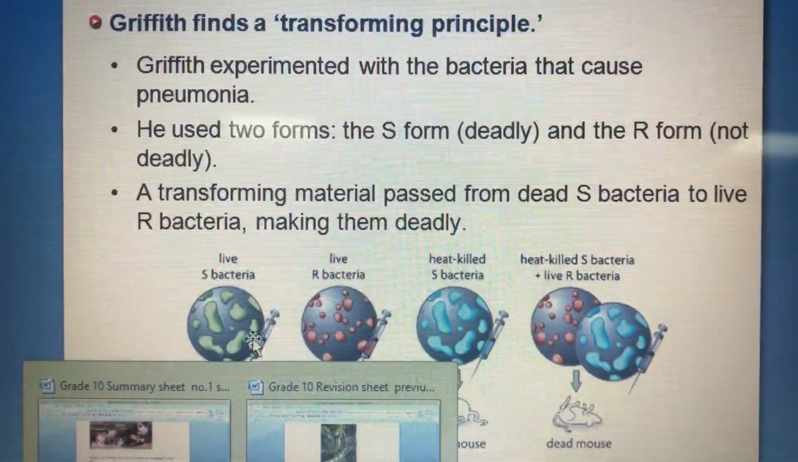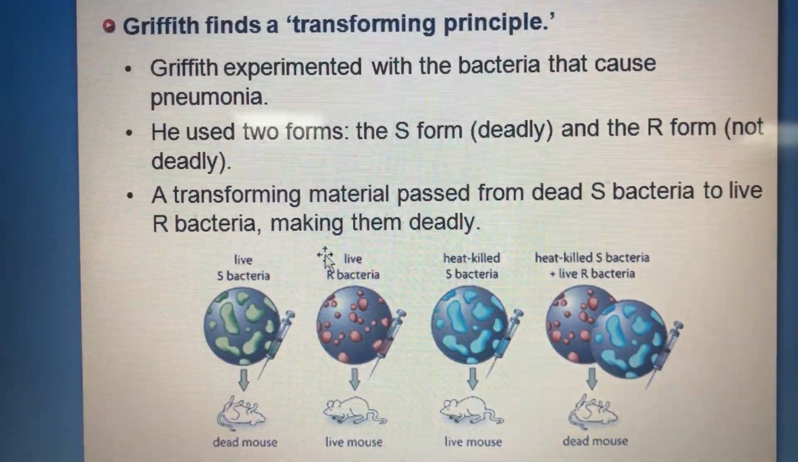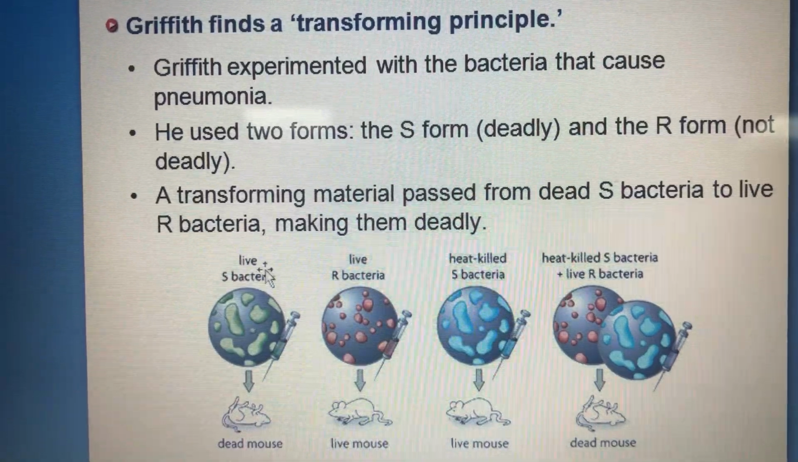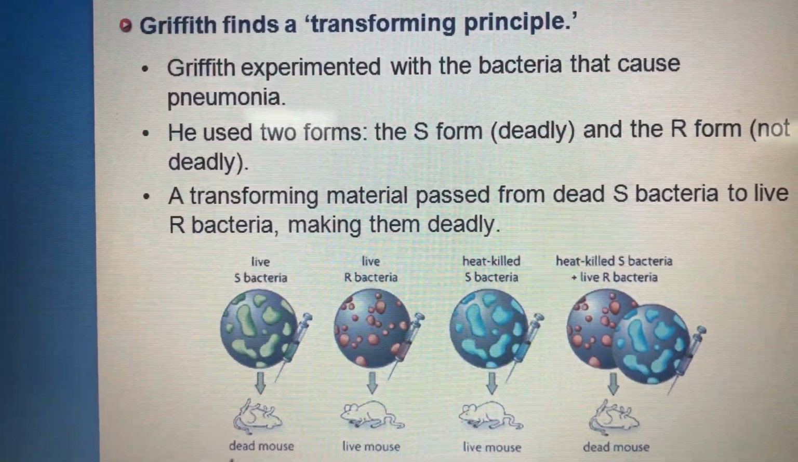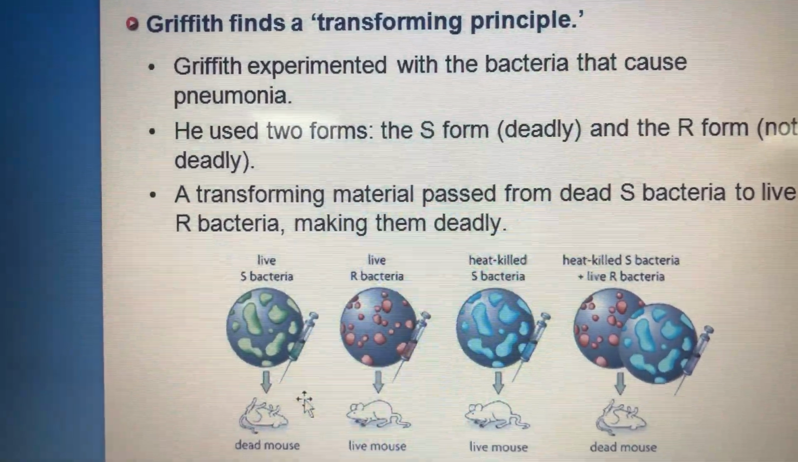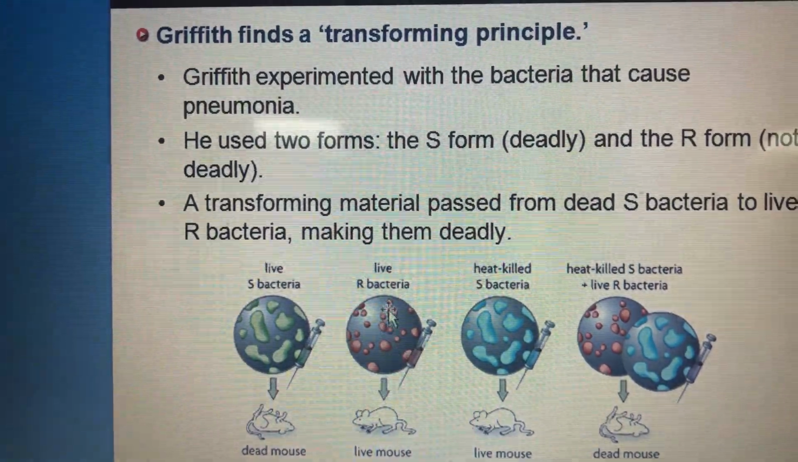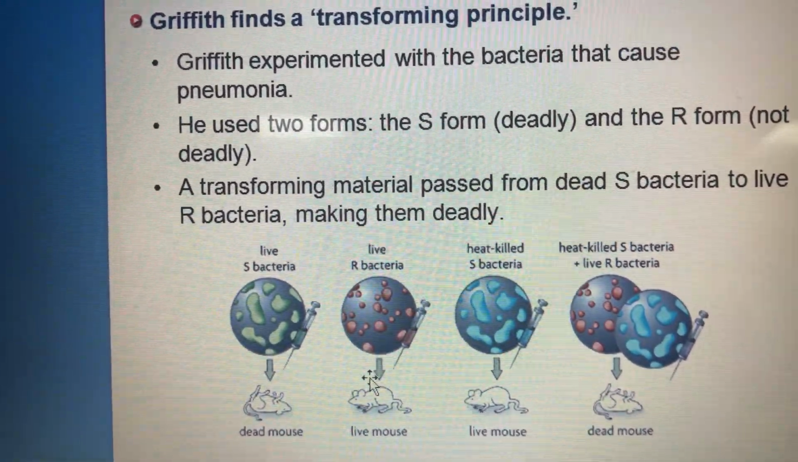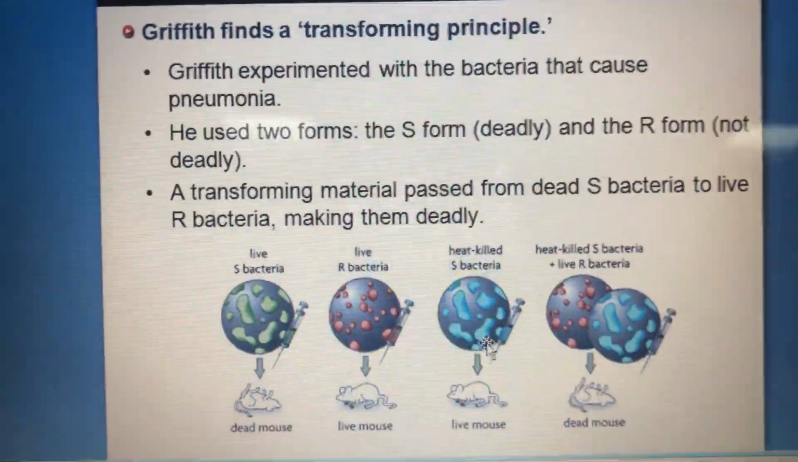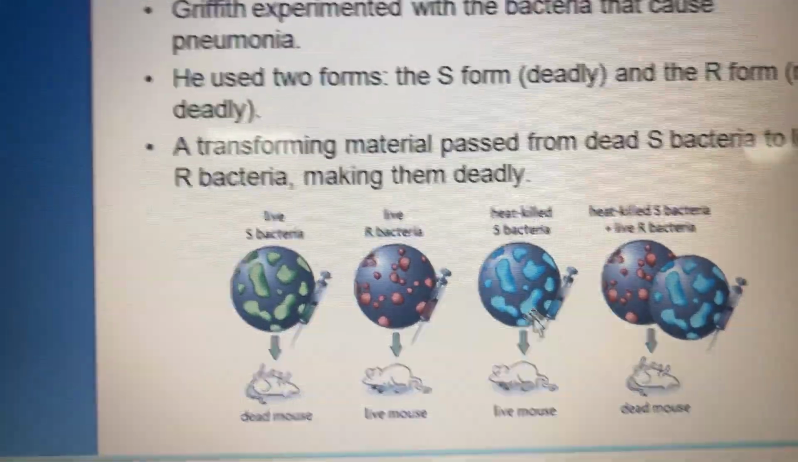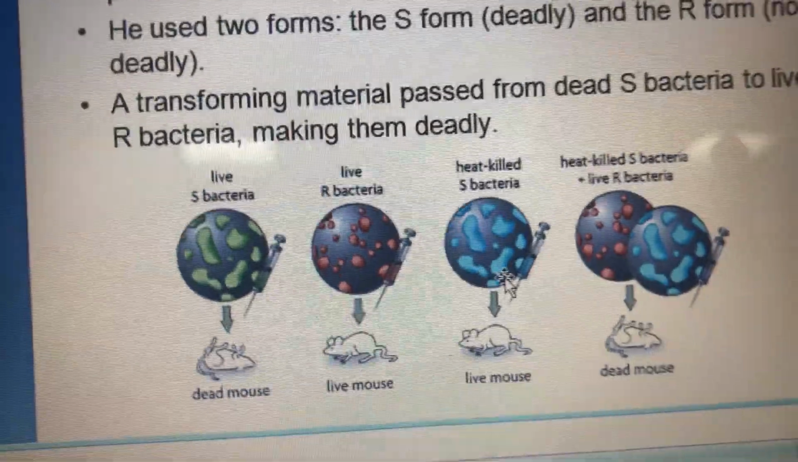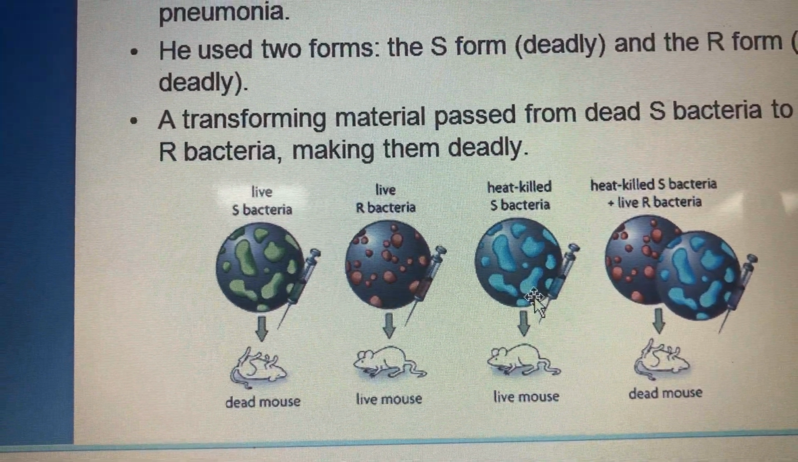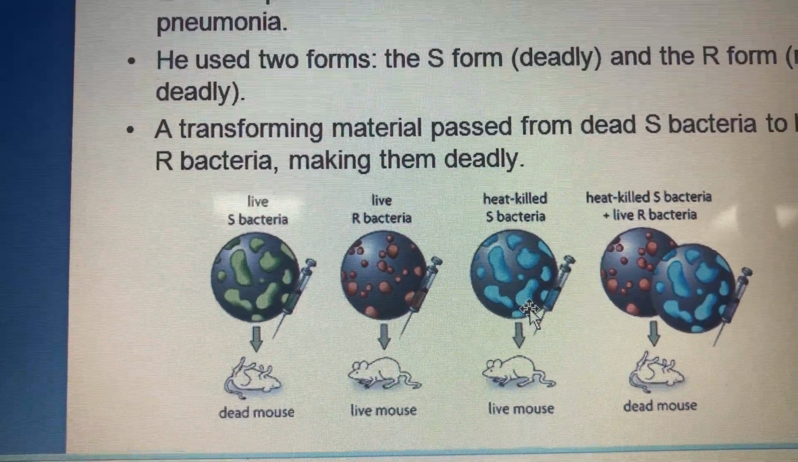He made the experiment by injecting the first mouse with the S bacteria, live S bacteria, which is deadly. After a while, the mouse died. But when he injected the mouse with the R bacteria, which is not harmful, the mouse is still alive. After this, he heated the harmful bacteria, he killed it, and after he injected it in the mouse, the mouse is still alive because he killed the S bacteria.